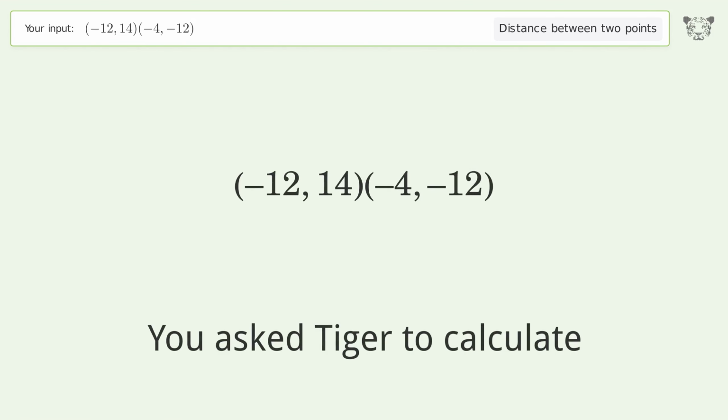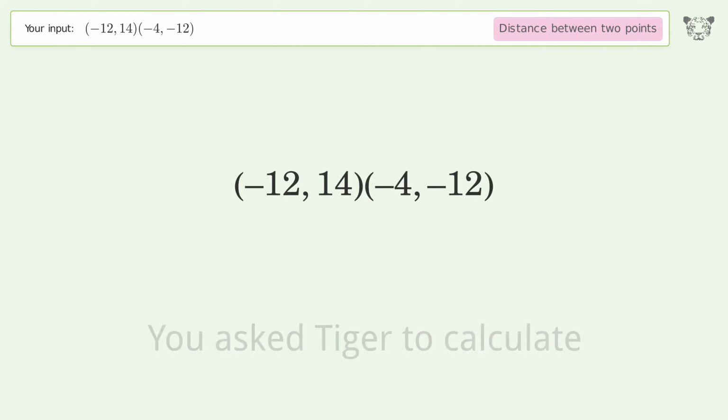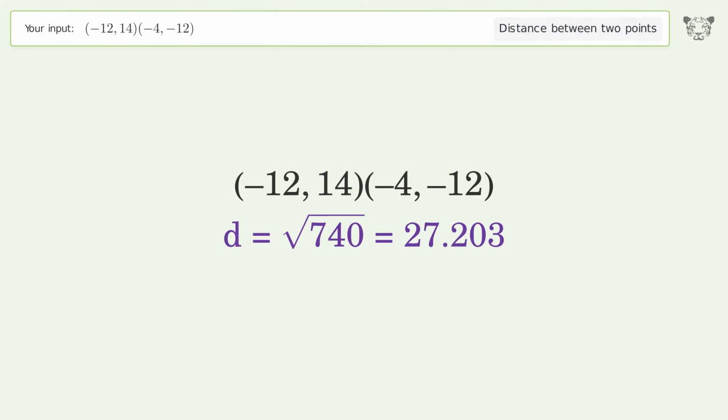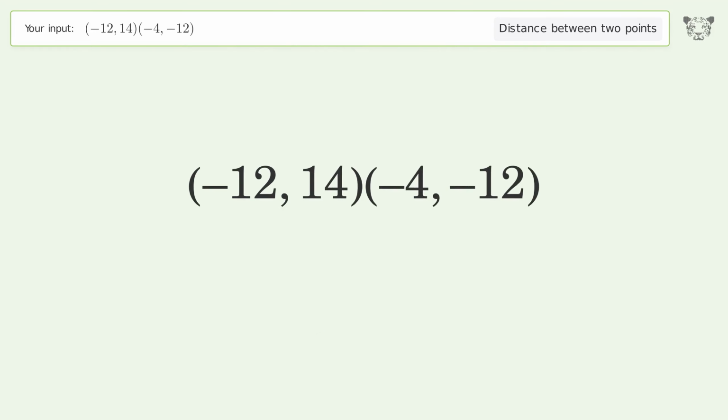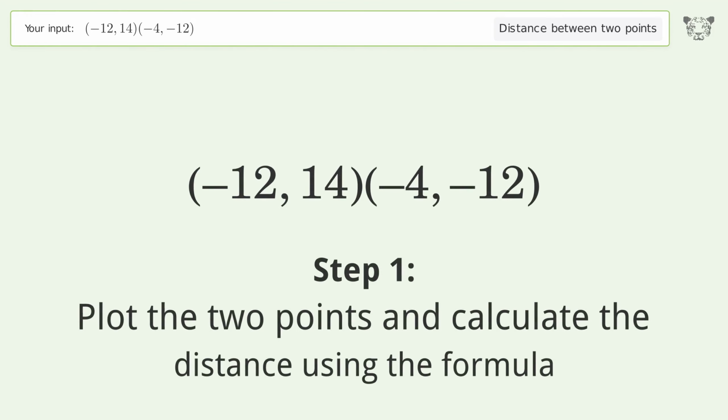You ask Tiger to calculate. This deals with the distance between 2 points. The distance between the 2 points is the square root of 740, or 27.203. Let's solve it step by step. Plot the 2 points and calculate the distance using the formula.